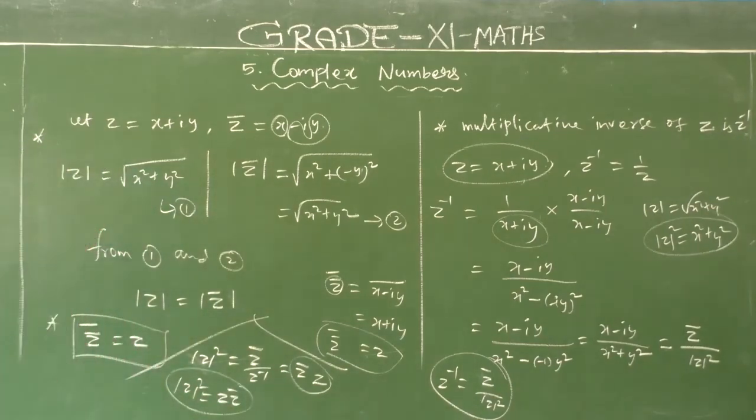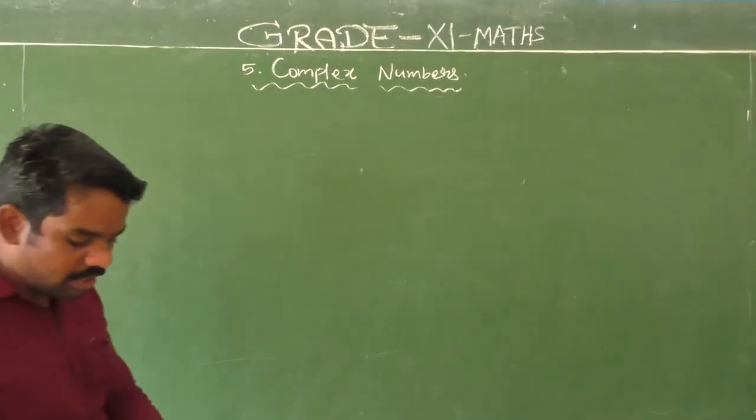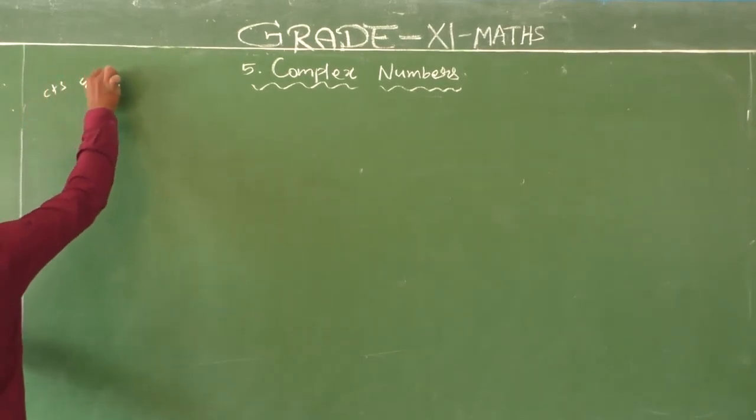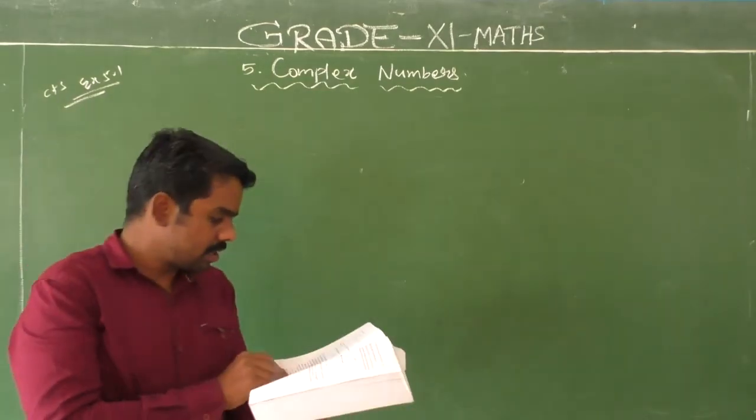Next, exercise 5.1, continuation of exercise 5.1. Already 1 to 10 are homework.